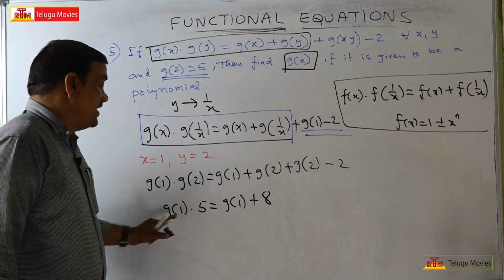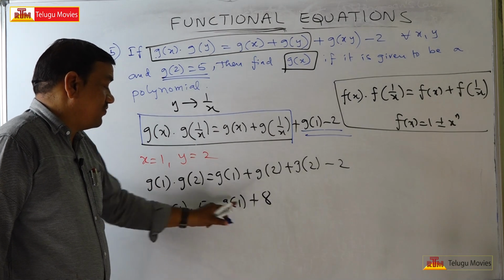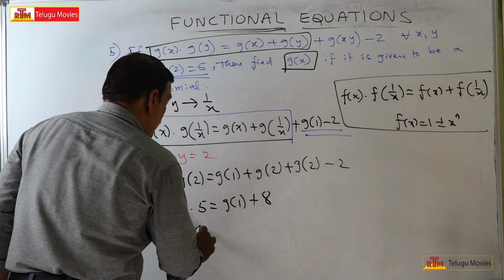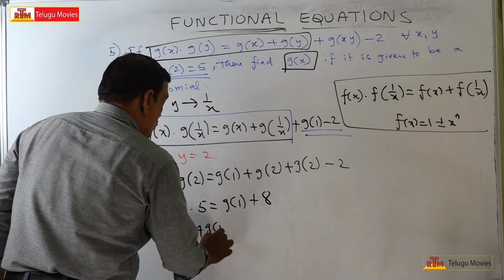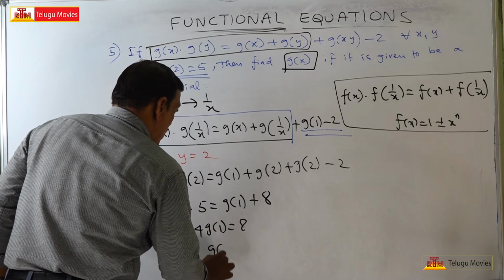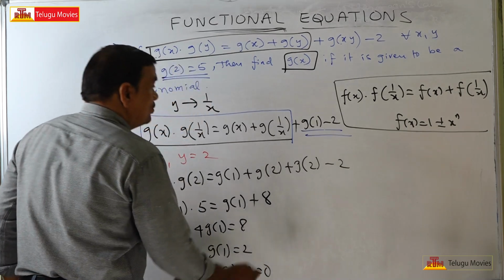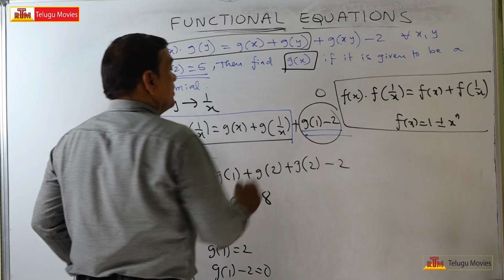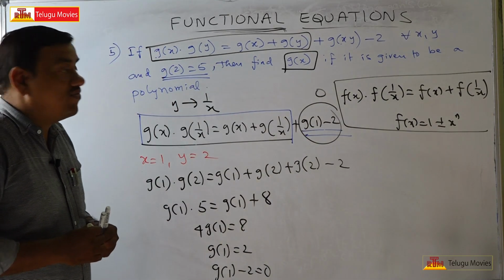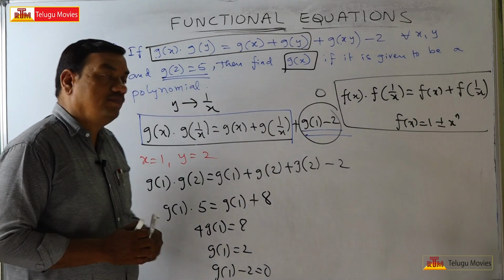This is 5 times g of 1, this is g of 1, it comes 4 times g of 1. So, that is equal to 8, g of 1 is equal to 2, therefore, g of 1 minus 2 is equal to 0, this value will become 0.